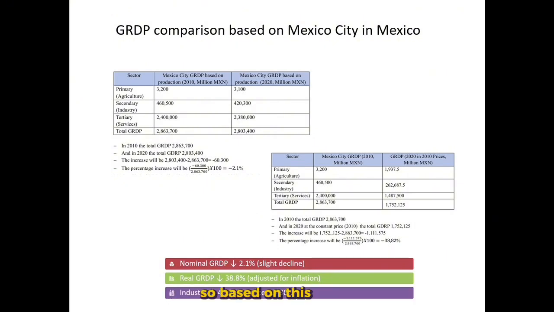So based on this analysis, we can see that this result highlights the need for stronger economic resilience strategies, policy adjustment, and investment in key sectors to support future growth and stability.